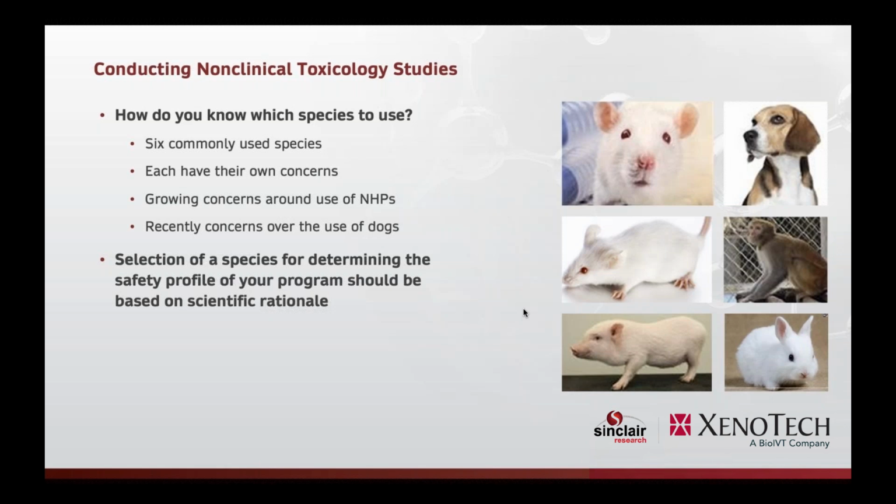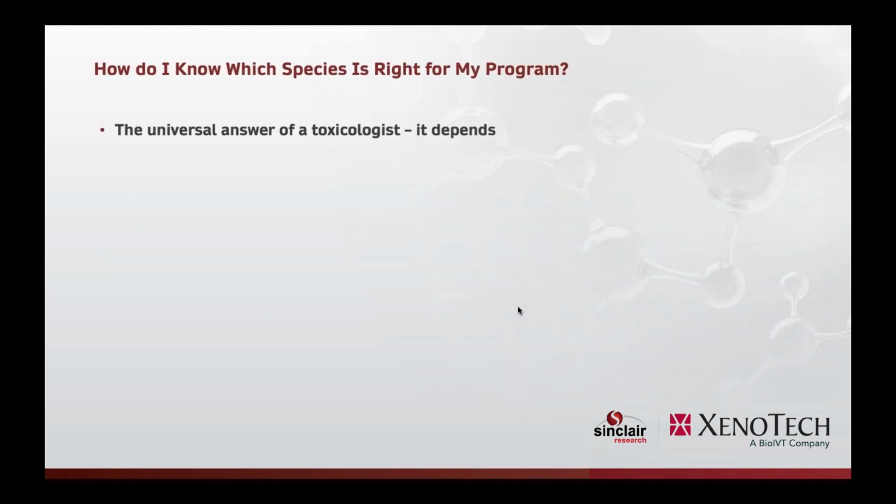So selection of your species is something that should be based on scientific rationale, not emotional feelings or anthropomorphizing, but scientific rationale, because you need to make sure that you're providing the best safety for the people that will be taking your drug. So how do you know?